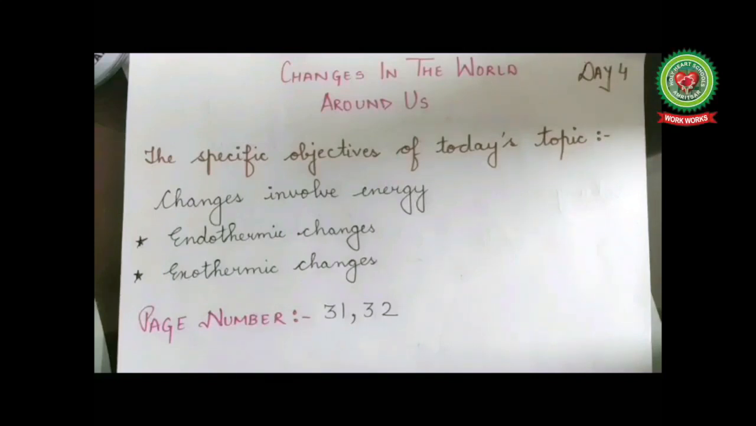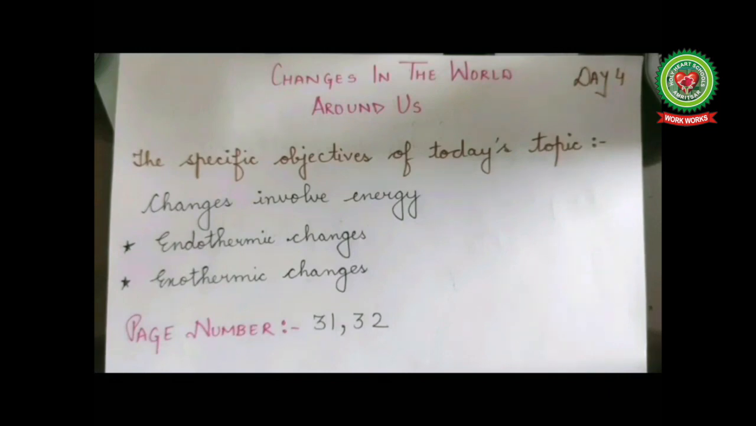Hello students, it's day 4 for the chapter Changes in the World Around Us. In previous lectures we have discussed what is a change and different types of changes. The specific objectives of today's topic are changes involve energy, endothermic changes and exothermic changes. So open page number 31 of your chemistry textbooks.